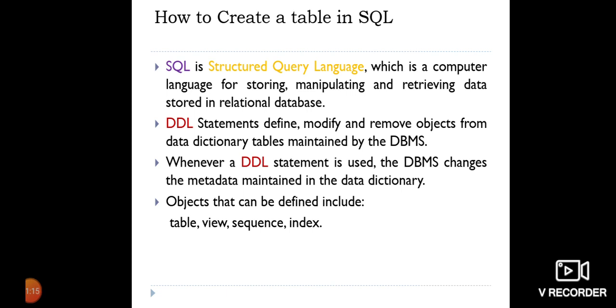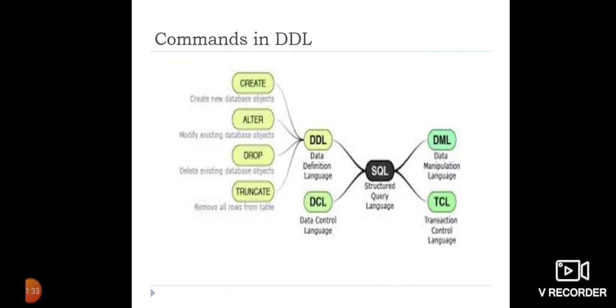Objects that can be defined include table, view, sequence, index. All these things are objects which can be defined inside SQL, that is, a SQL table, from the perspective of a data dictionary. Okay. Commands in DDL. As I already told you, DDL stands for Data Definition Language. SQL will have DDL, DML, DCL, and TCL, of which we are going to specify mainly DDL here.